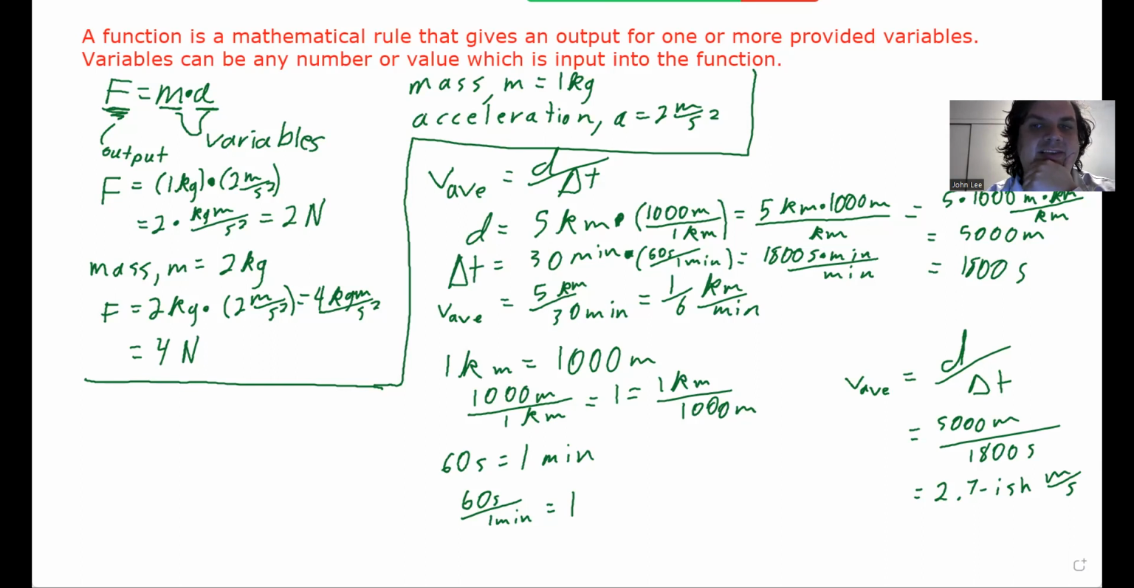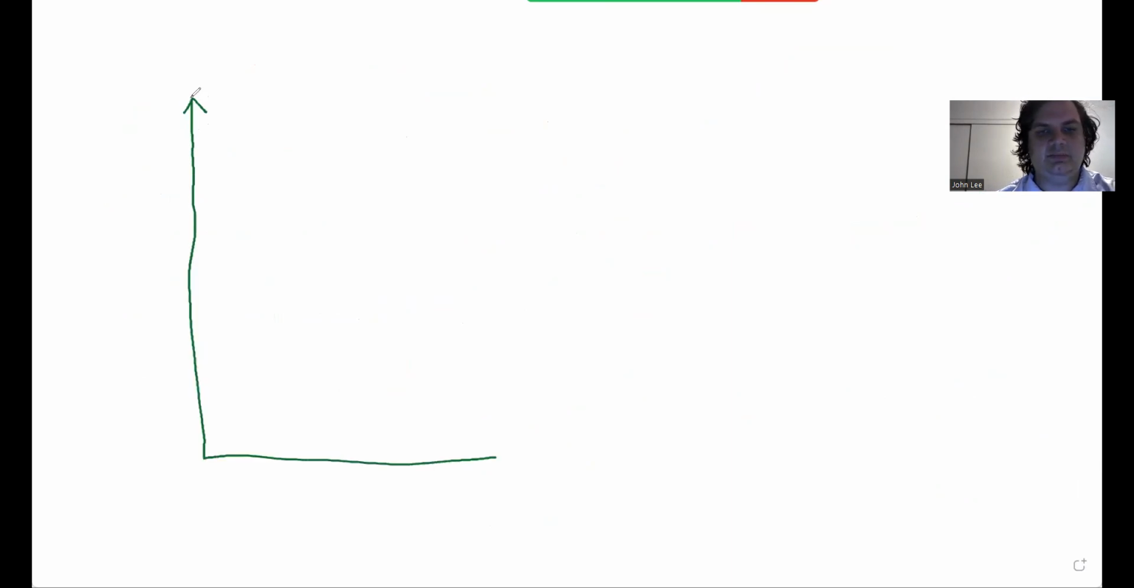So the next thing that I want to do is just clear out this whiteboard and talk about reading graphs. So this is a graph that tells you how much an object has fallen, y, after it's been dropped for a time t.